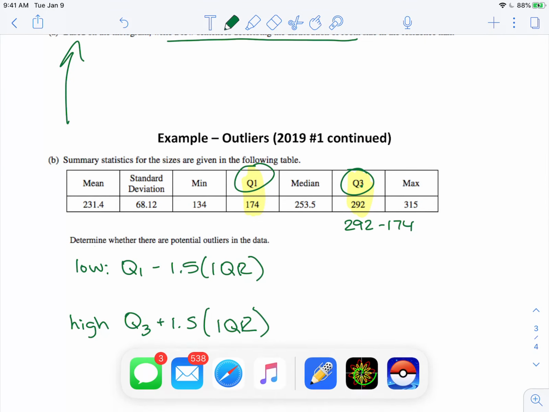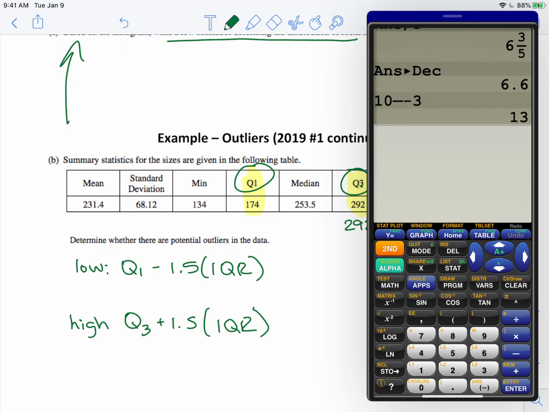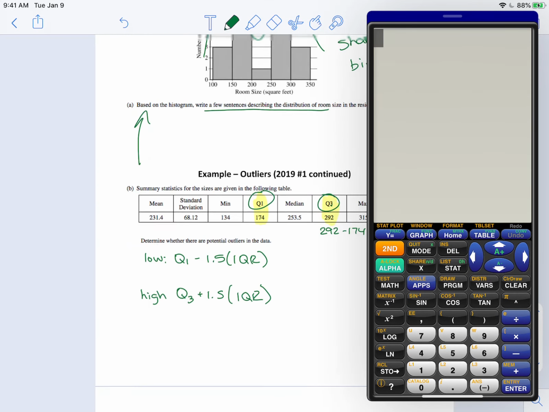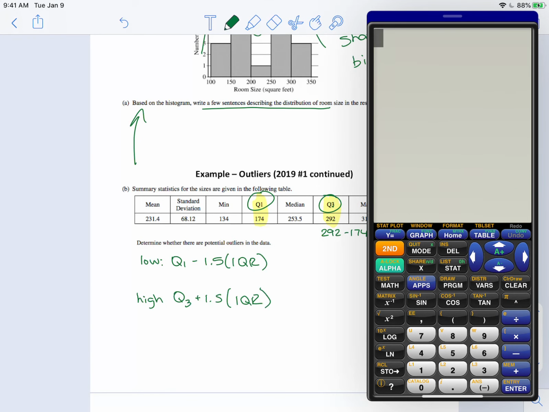Going to pull up my graphing calculator here. This is Graphing Calc 83. It is currently free if you have an iPhone. I recommend it for your AP exam if you don't have your actual graphing calculator. All right, 118.